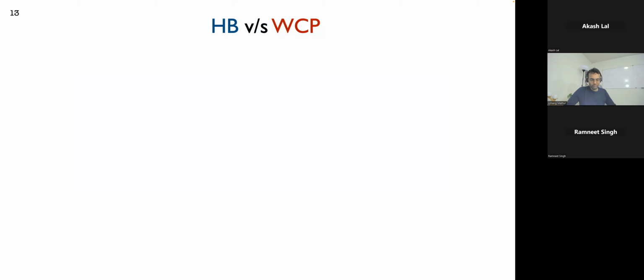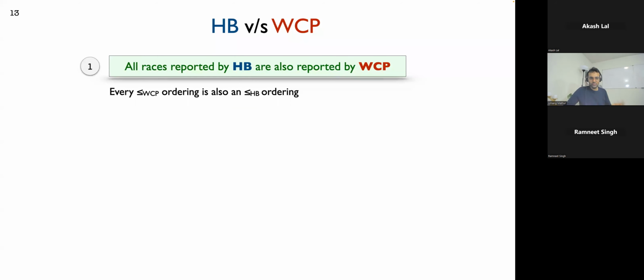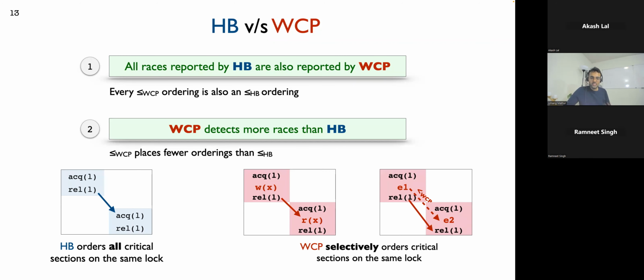So just to give you the broad overview again, how does WCP compare with HB? The first point that I want to make is that HB is a stronger partial order than WCP, and that means that every race that HB reports is also going to be reported by WCP. WCP orders fewer events. Not just that, there are examples where WCP does in fact detect more races than happens before. And the intuitive difference between HB and WCP is that HB naively orders all critical sections on the same lock, whereas WCP selectively orders them.